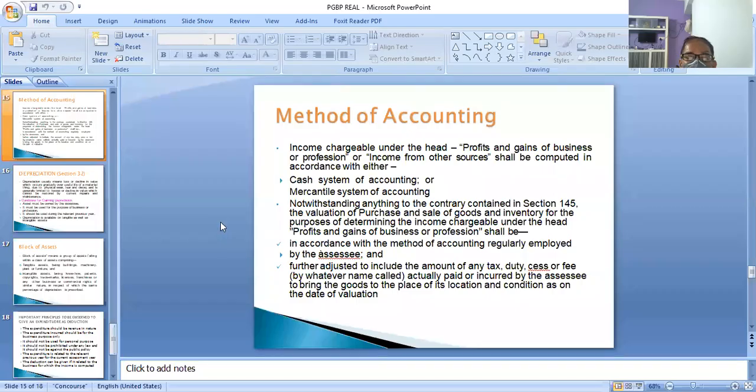System of accounting. If they mention cash system of accounting, then you have to do it slightly separately. There is a slight differentiation between the cash system and the mercantile system. Okay, so we move on to the next slide.